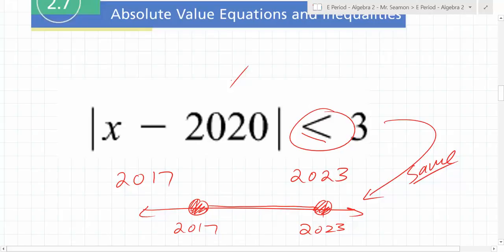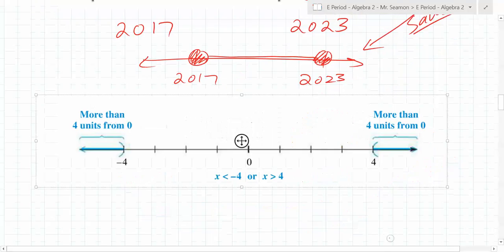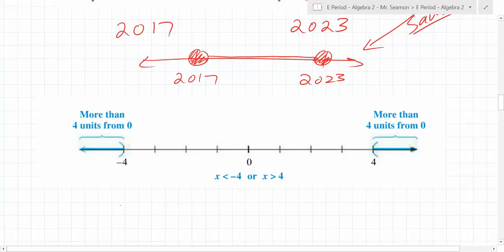Another way to say this is all the values within what of what. These are both numbers. All the values within what distance of what number? 3. Within 3 of what number? 2020. These are all the values within 3 units of 2020. That's another way to think about what that says.